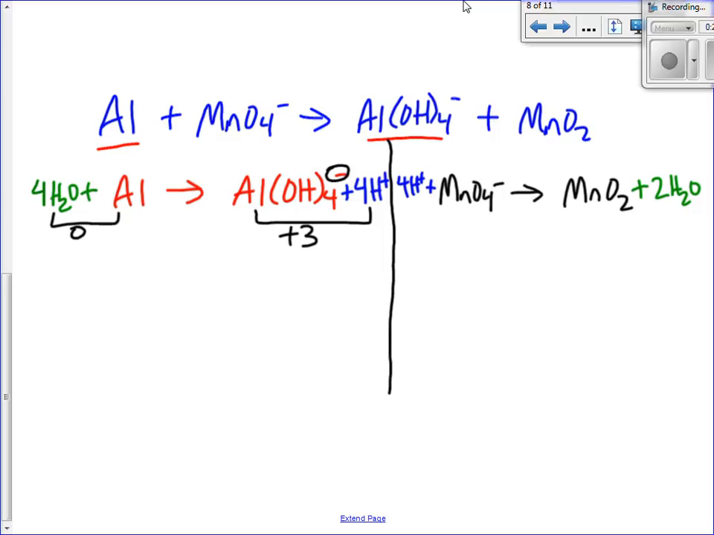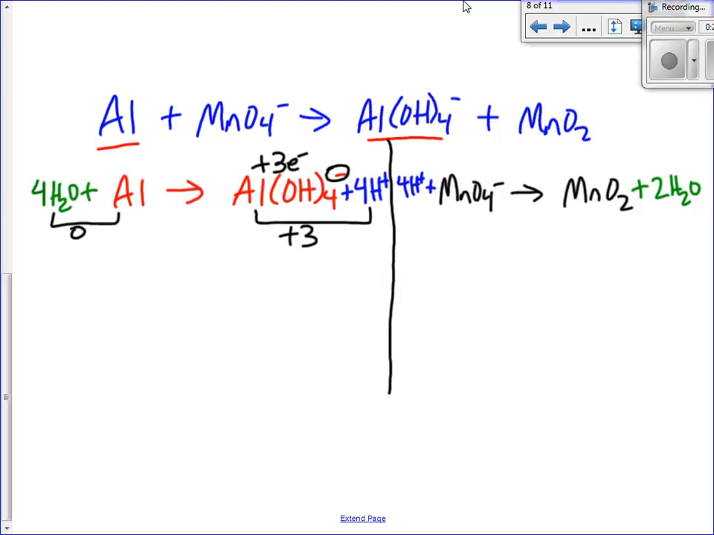Where do I put my electrons? On the right. 0 to +3, the electrons must go over here. So I'm sticking them up top because I can't fit them in. But they are on the product side.